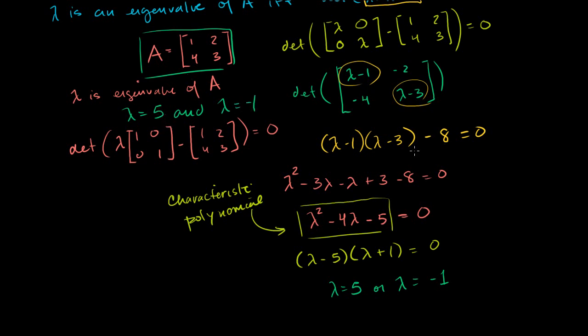Now, that only solves part of the problem, right? We know we're looking for eigenvalues and eigenvectors. We know that this equation can be satisfied with lambda equaling 5 or -1. So we know the eigenvalues, but we're yet to determine the actual eigenvectors. So that's what we're going to do in the next video.